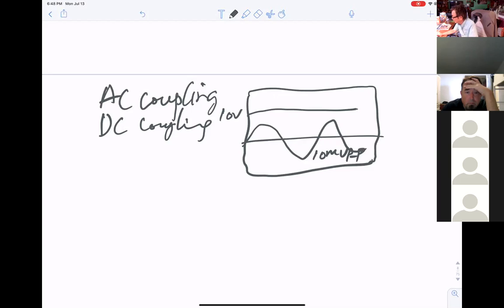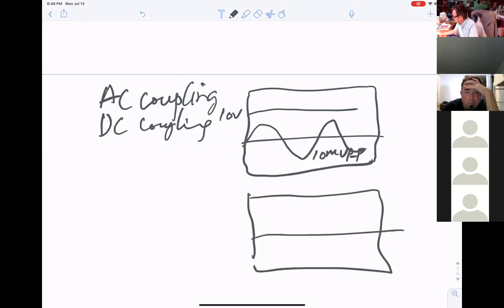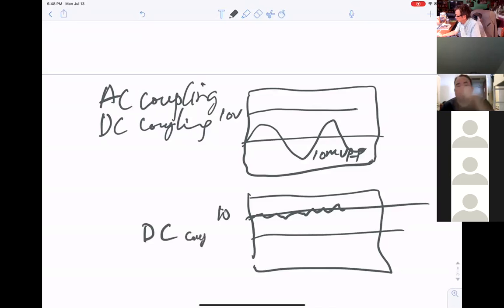Now this is a 10 volt DC here, and you can see your AC signal right here. You cannot see the AC. Why? The DC is too big a voltage, and the AC is too small. So this is DC coupling. It's telling you one thing: when DC coupling, it will display both DC and AC.